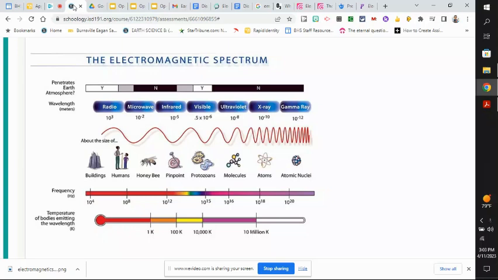Okay, this is your review of the electromagnetic spectrum. We've been learning about this for about the last week, and we're about to take a quiz on it. So let's take a look at this diagram.